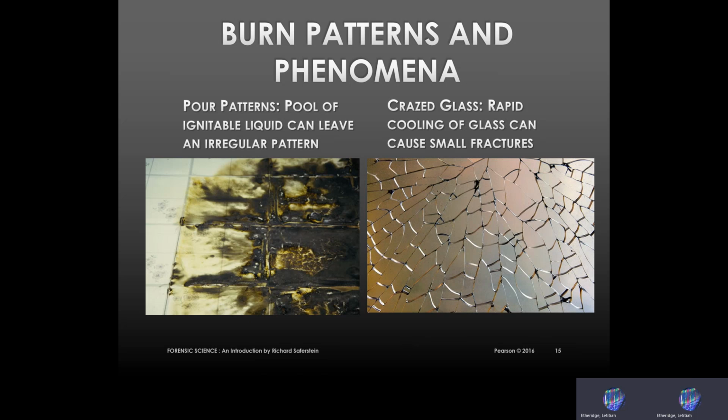If the arson investigator is looking for an accelerant, they might take a look at that to see if there's a particular pour pattern on the floor where the person basically put the accelerant to start the fire. The other one is going to be crazed glass. That's rapid cooling of glass, and it usually causes very, very small fractures.